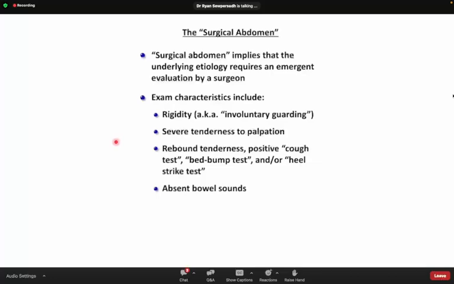Okay? It includes a positive cough test, in which pain is worsened by coughing, the so-called bed bump test, in which it is worsened by the examiner bumping the bed hard, which probably works better on a gurney or on a stretcher than a sturdy hospital bed, right? Or else you're just going to cause yourself an injury. Or the heel strike test, in which the pain is worsened by the examiner firmly striking the patient's heel. In ambulatory patients, the heel strike test can be done by asking the patient to stand and jump in place, and absent bowel sounds. It's one of the few places in medicine where you want to ask the patient to stand and start jumping.